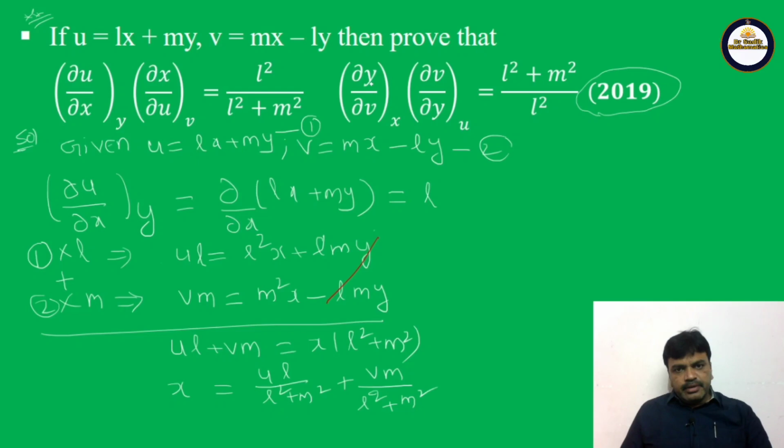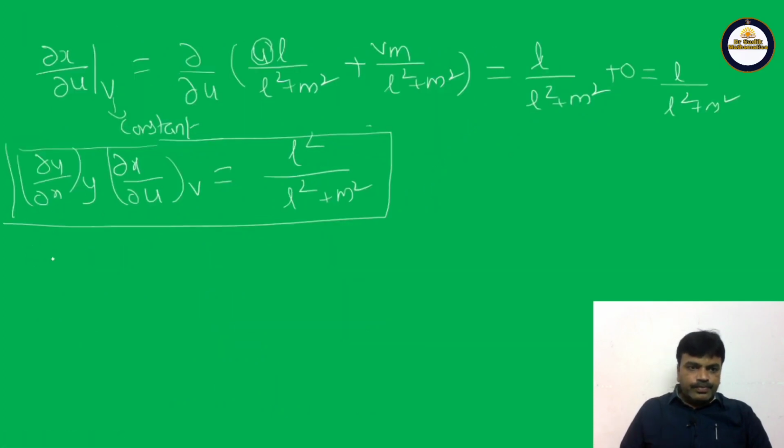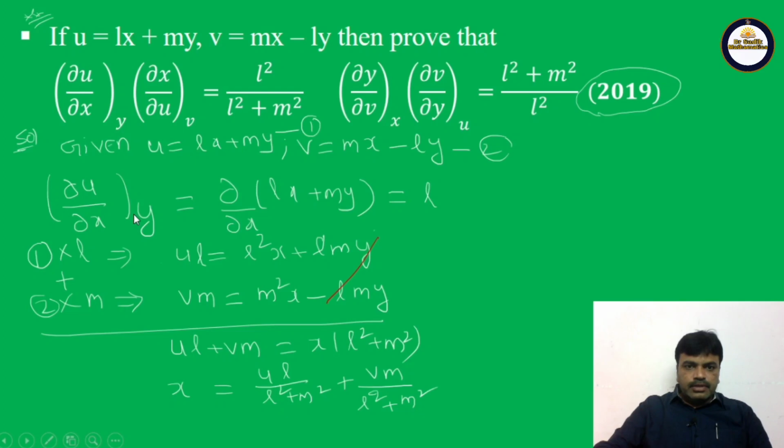Take the first one, ∂y/∂v at x. y is a function of v and x. It can be written as Ly is equal to mx minus v. Ly is equal to mx minus v.